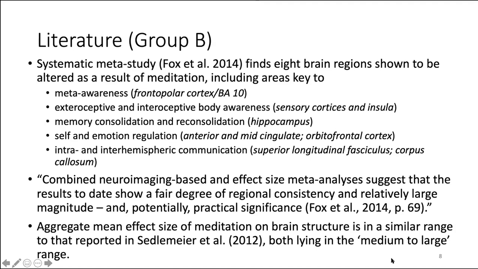And this study, although it highlights some methodological issues, overall it concludes that based on its review of the literature, there is a fair degree of regional consistency, and also in terms of the magnitude of the effects found. The aggregate mean magnitude of the effects that they find in the studies that they review is similar to the aggregate size found in the other meta study that I referred to, the psychological one. Both of these point to medium to large effect sizes, both in terms of psychological benefits and in terms of effects on the brain, which point to practical significance for meditation.